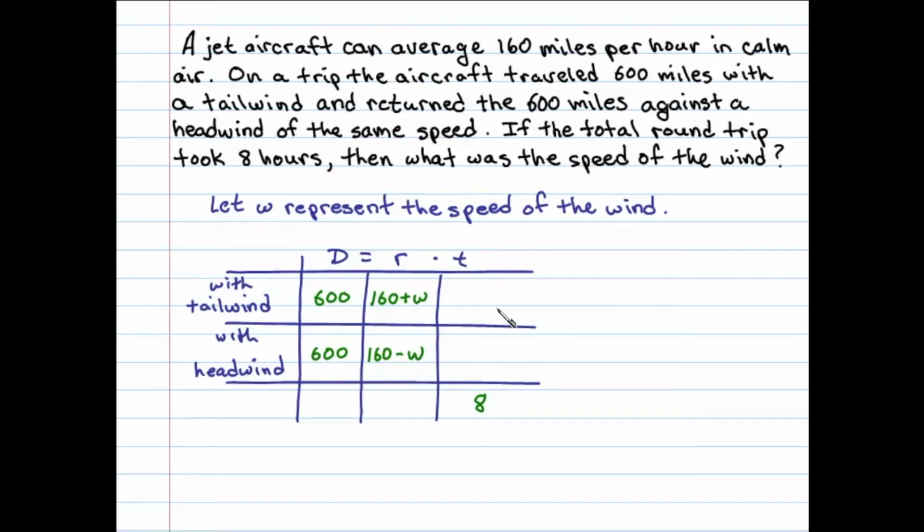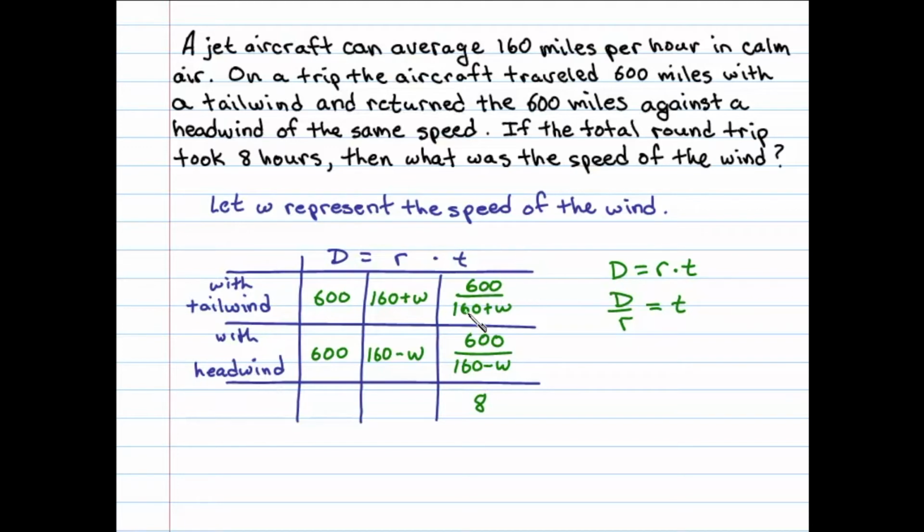Now to get these times, we'll use the fact that distance equals rate times time, and then we'll divide both sides by the rate. If we do that, we can say distance divided by the rate equals the time. So in this particular case, we can say the distance traveled with a tailwind, 600 miles, divided by the rate, 160 plus W, will be the time spent traveling with a tailwind. Now similarly, we can say 600 divided by 160 minus W will be the time spent traveling with a headwind.